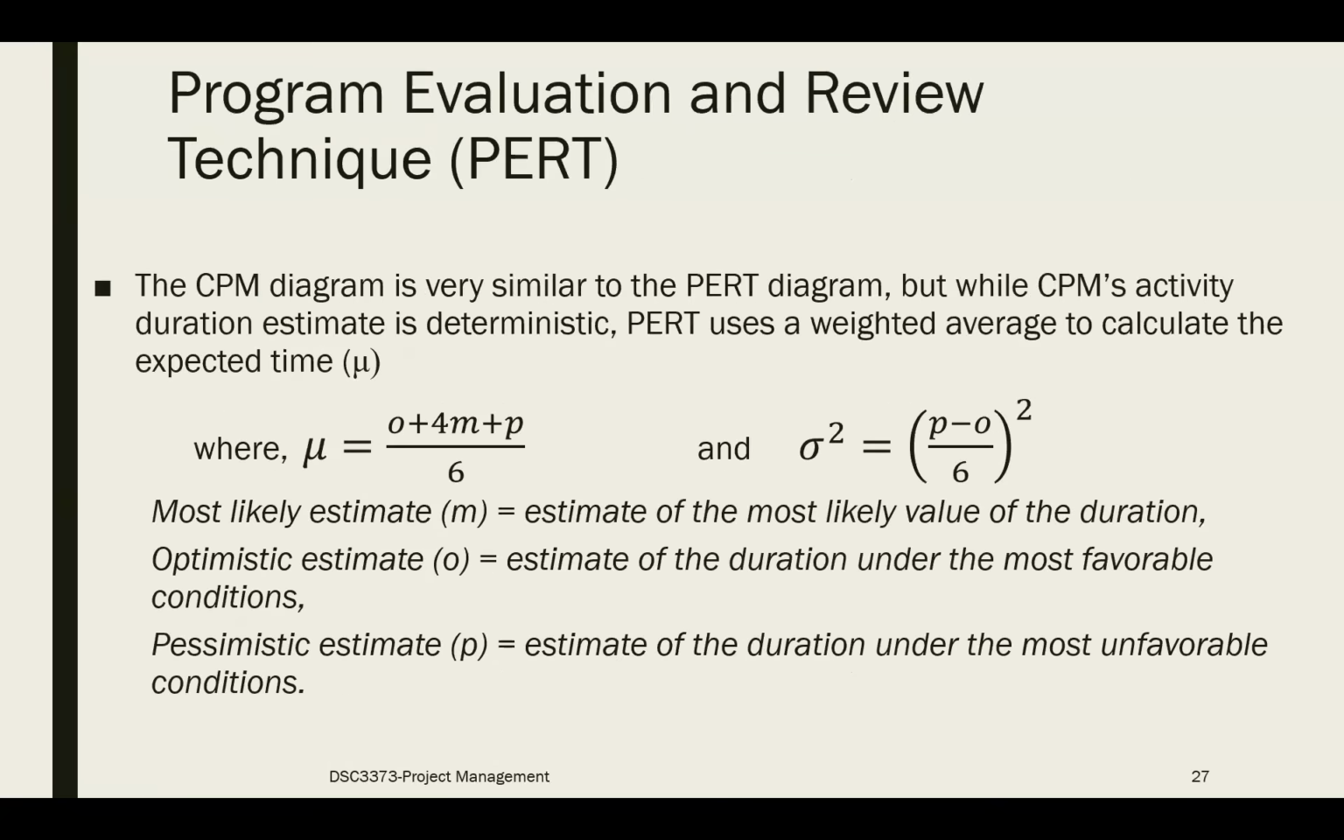And another method is the program evaluation and review technique, PERT. So the difference here is that PERT will use a weighted average to calculate the expected time. So here they will use the most likely estimate, the optimistic estimate, as well as the pessimistic estimate, and calculate the mean time. And using that, you can also calculate the standard deviation, or the variation in this case.